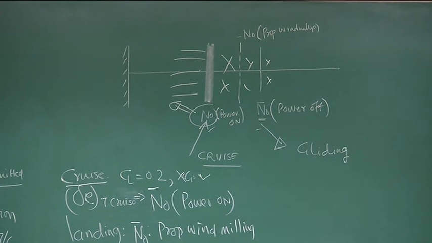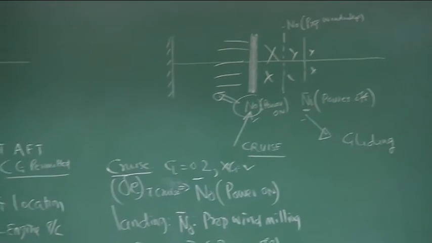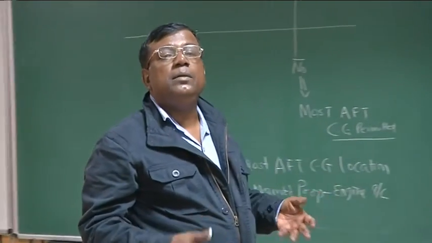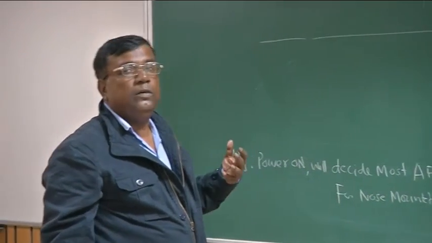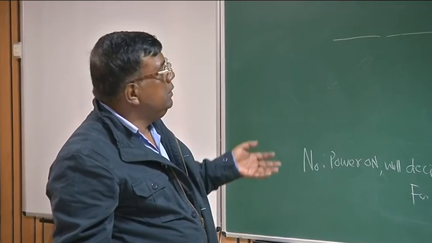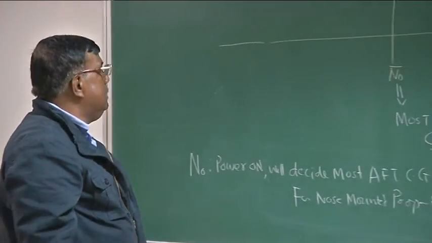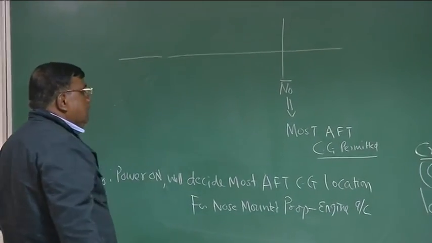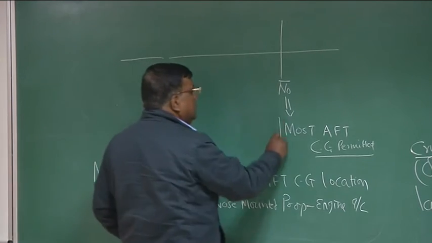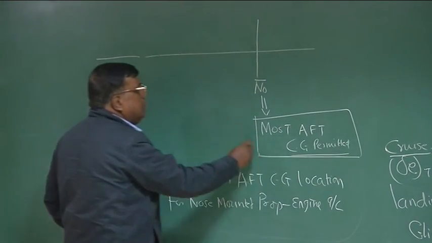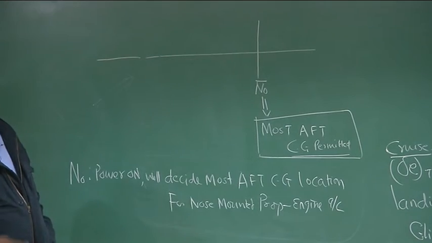And of course, we are talking about an aircraft which has a nose-mounted engine. You could understand that if the engine is put behind the CG, the discussion will become different. But mostly engines are in the nose mount or ahead of CG. So we are focusing on this, right? This is one. So most aft CG, we know how to draw in a specification. It should not cross beyond that.